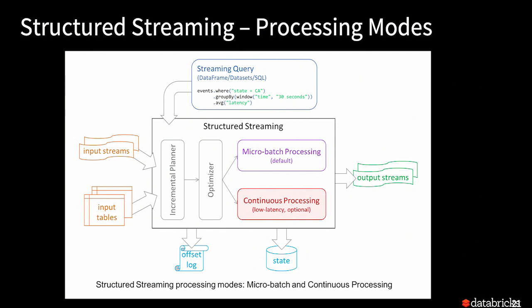Whereas in continuous processing, there's no notion of triggers. You actually have a job running continuously, just like you would have a job running on a socket where it's just waiting for data. As soon as data comes in, it'll start reading it. And all the state management and everything is handled by the underlying structured streaming engine. So those are the two modes.